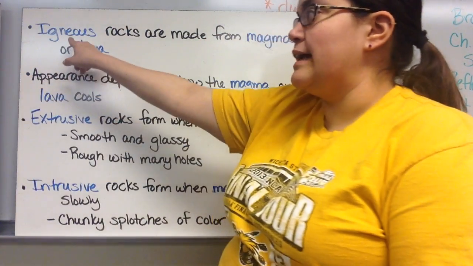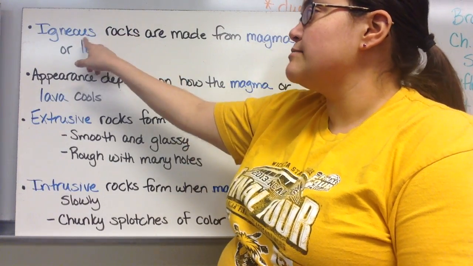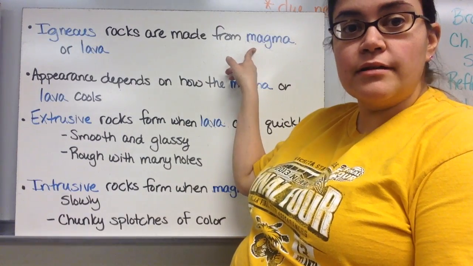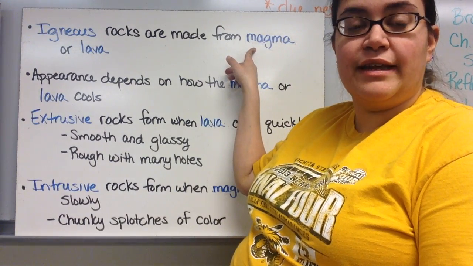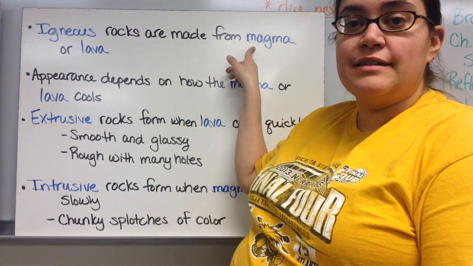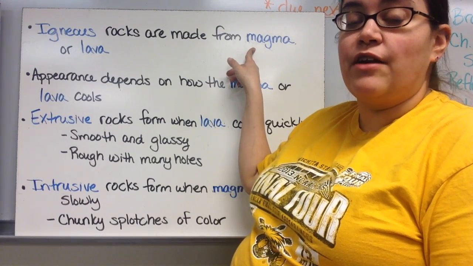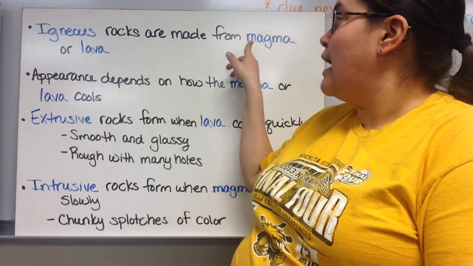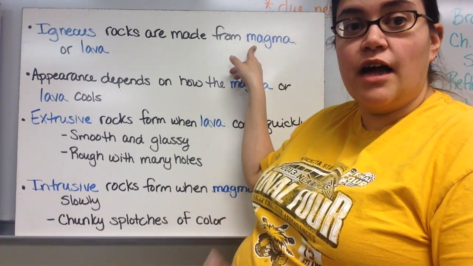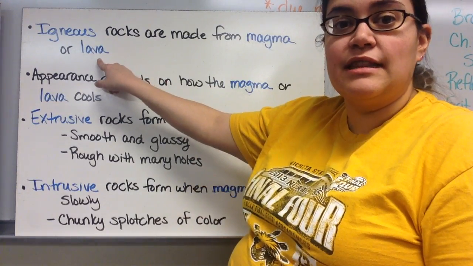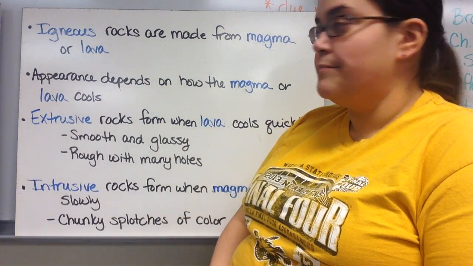So our first type of rock is igneous. And igneous rocks are made from magma or lava. And remember that magma is melted rock that is underneath the surface of the earth. It's down in the asthenosphere or the mantle, and it's melted rock. So it's very, very hot and it's gooey. And it's called magma if it's still under the surface of the earth. And once it comes out onto the crust, then it becomes called lava.